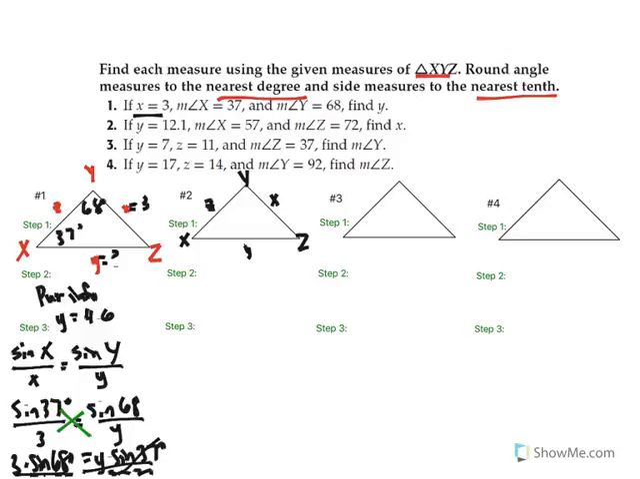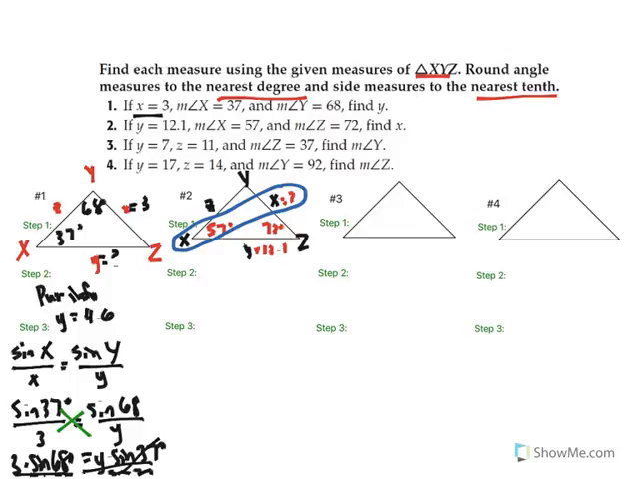The problem says, if side y equals 12.1, the measure of angle x is 57 degrees, and the measure of angle z is 72 degrees, we need to find side x. Okay, so here they give me 2 angles, so I know I'm going to use the law of sines, but unfortunately, my angles do not match up with sides. I'm supposed to be finding side x, but side z doesn't match up to angle z, and I don't know what angle y is.